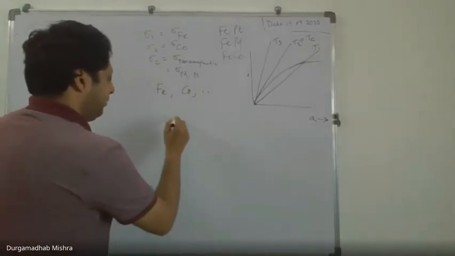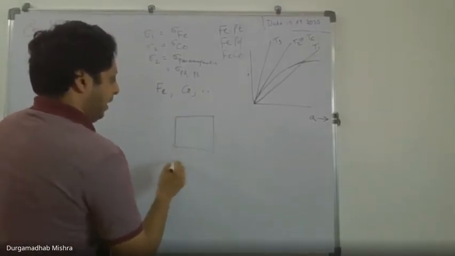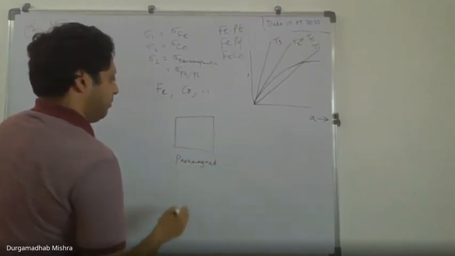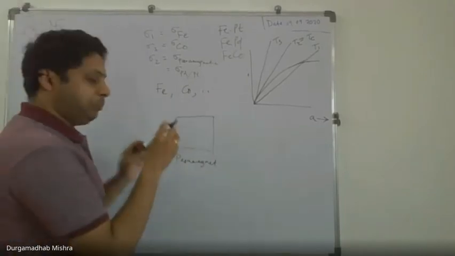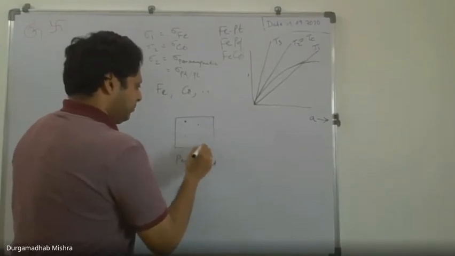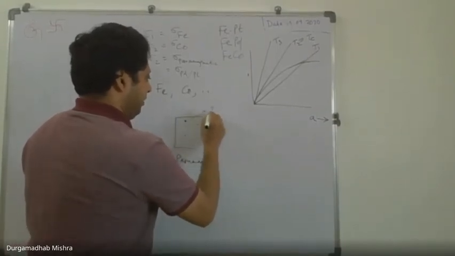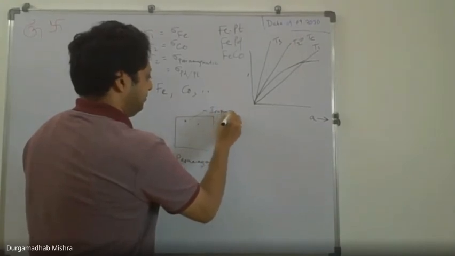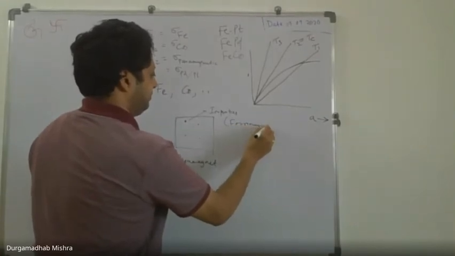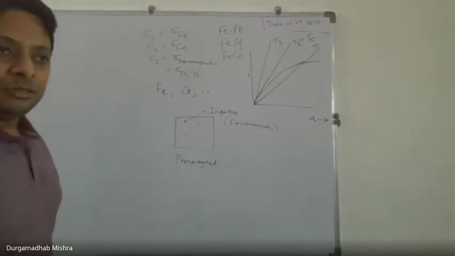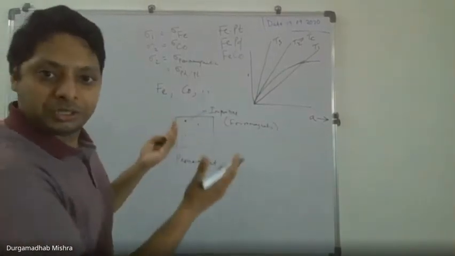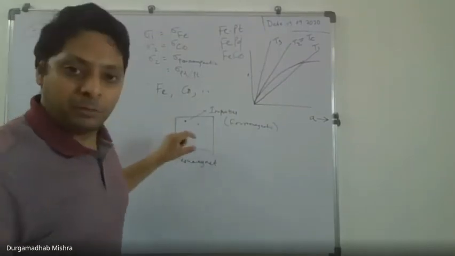So if you take a paramagnetic material, so it's a paramagnet, and here you can put some impurities of the ferromagnet. So these are impurities which are ferromagnetic. Okay. So like you take gold, which is a diamagnet, and put some ferromagnetic impurity.